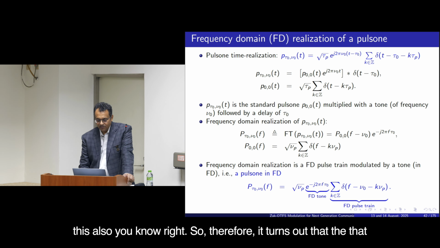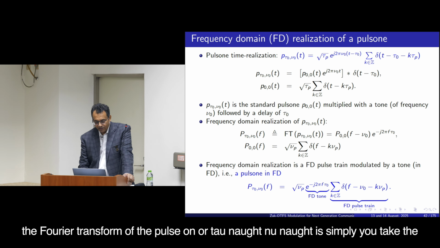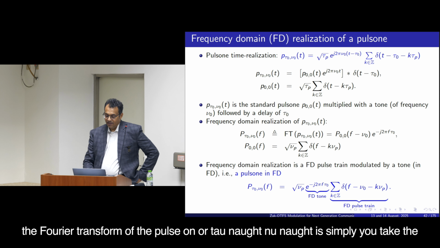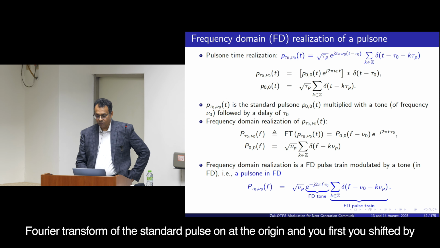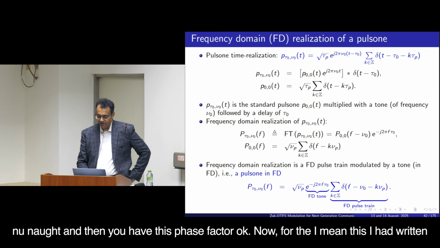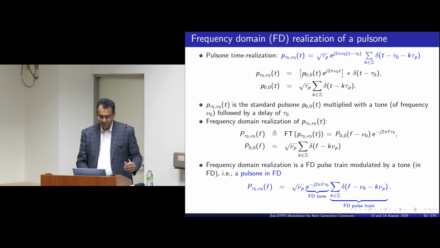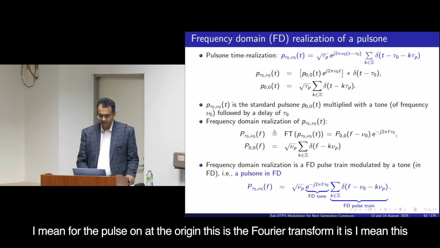So therefore, it turns out that the Fourier transform of the pulson at tau naught, nu naught is simply the Fourier transform of the standard pulson at the origin, first shifted by nu naught, and then you have this phase factor. Okay. Now I had written this for the pulson at the origin, this is the Fourier transform.